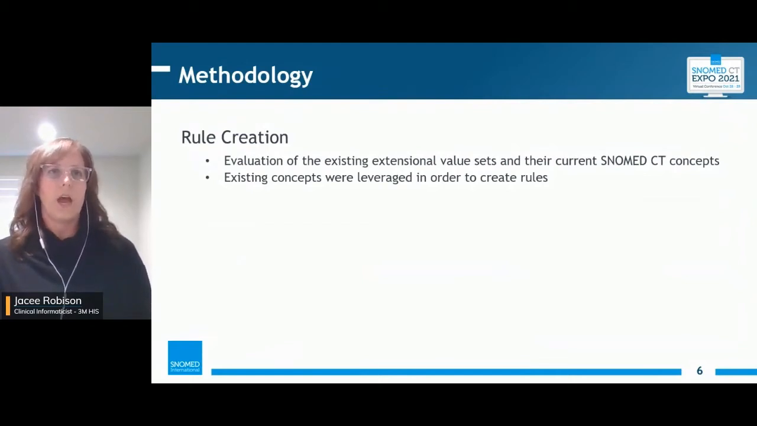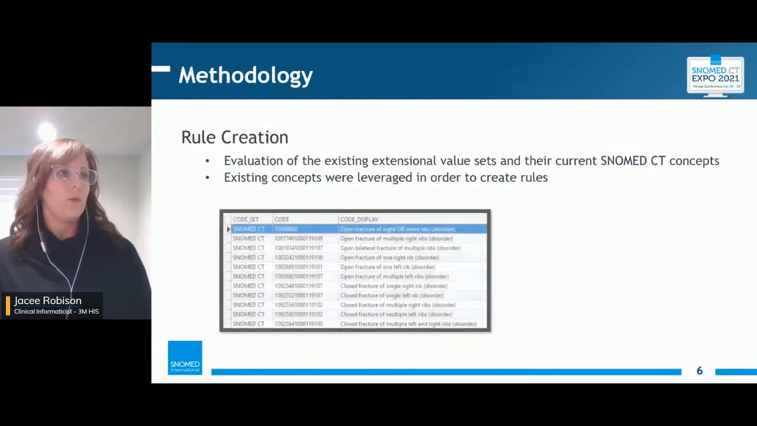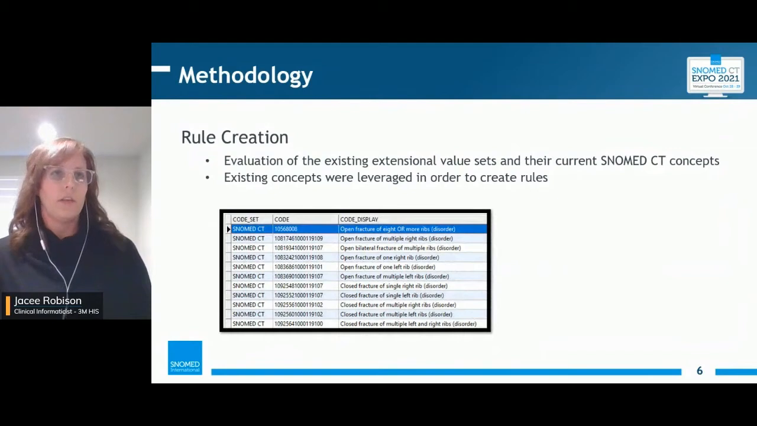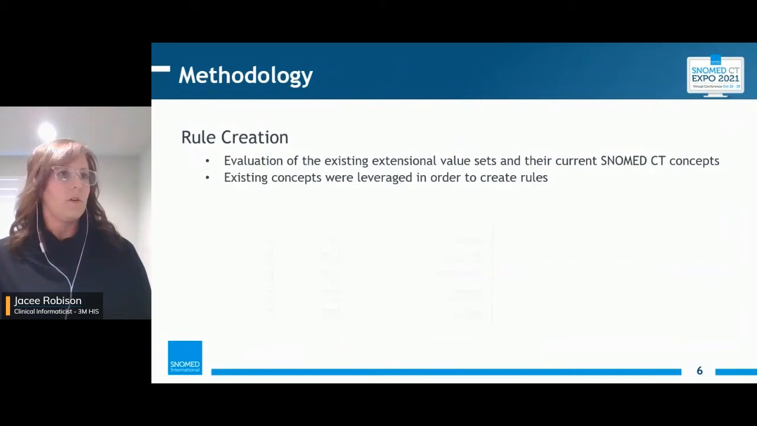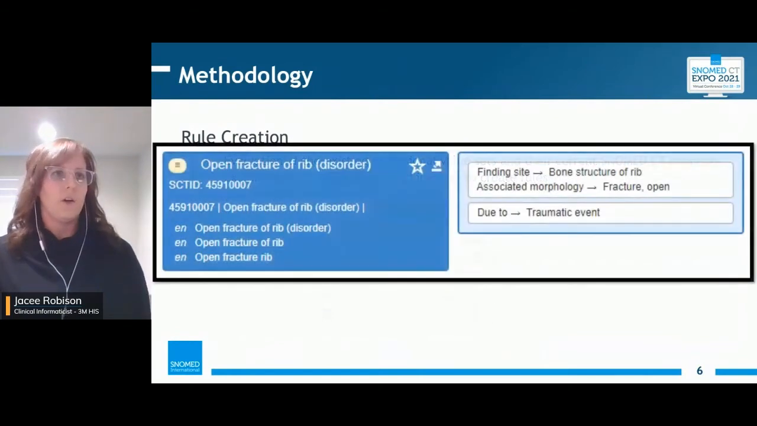For example, let's look at how we built the rule for the value set rib fracture. The rib fracture value set currently includes multiple concepts with varying types and granularities of rib fracture concepts. It includes open fracture concepts and closed fracture concepts. A majority of the existing concepts in this value set consist of traumatic disorders. The concepts included relational groups containing an associated morphology and finding site. These were then leveraged in the value set rule.